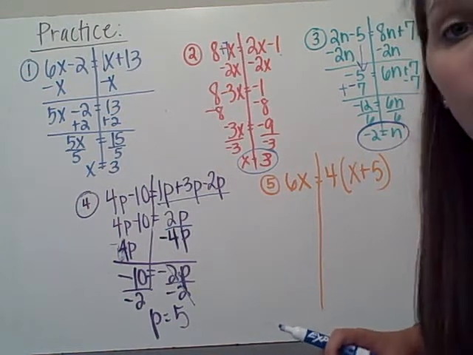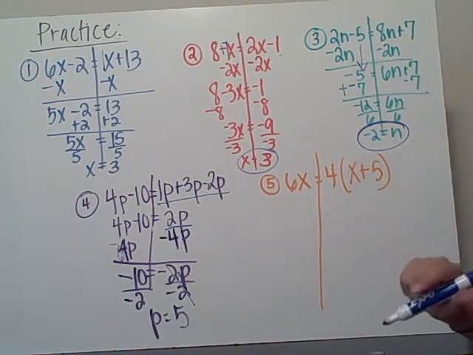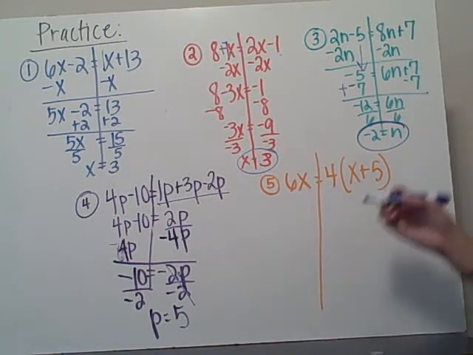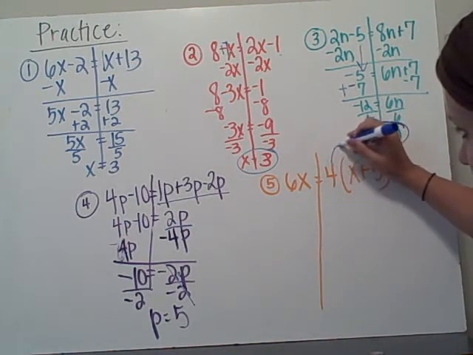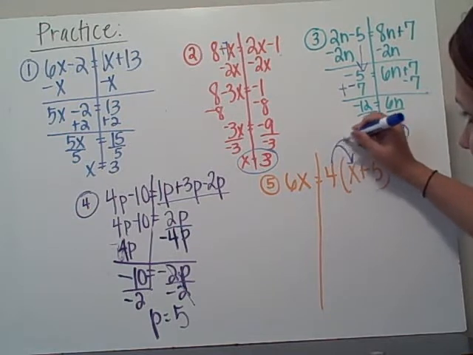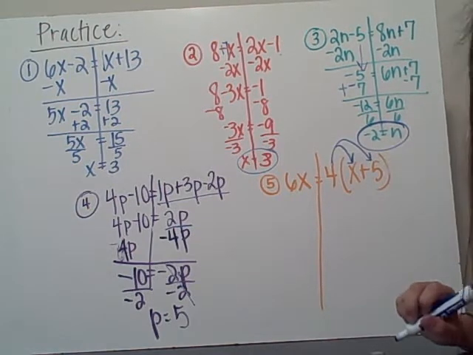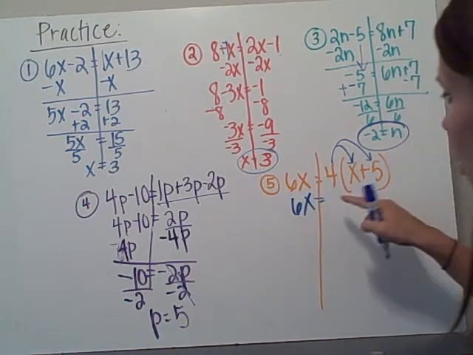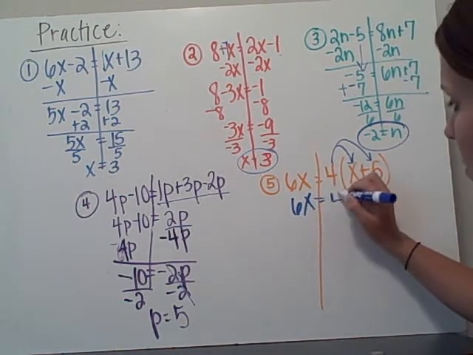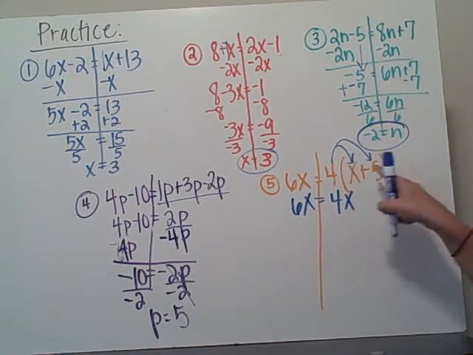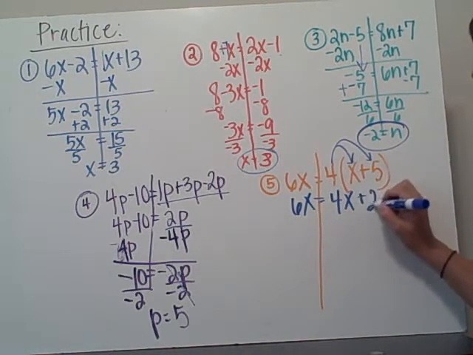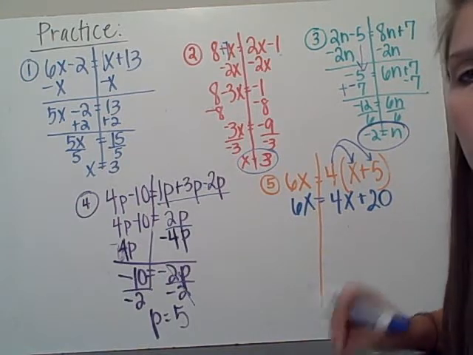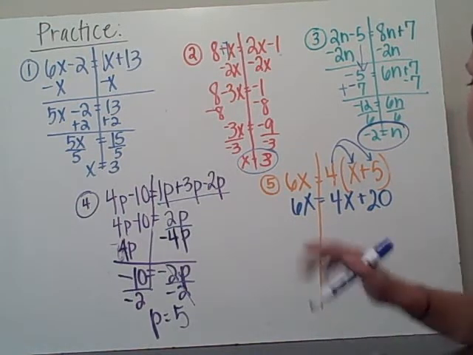Now let's look at number 5. This one does have parentheses, so we must distribute first. And remember, the distributive property means we are going to multiply 4 by every term inside the parentheses. So we rewrite 6x equals 4 times x gives me 4x, and 4 times 5 gives me a plus 20. Make sure that you are multiplying every term inside the parentheses.